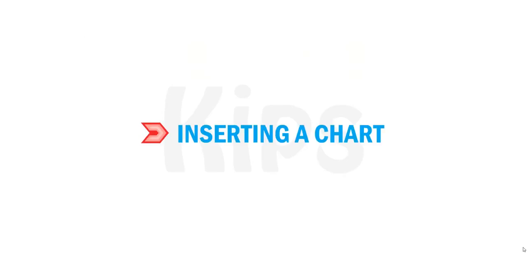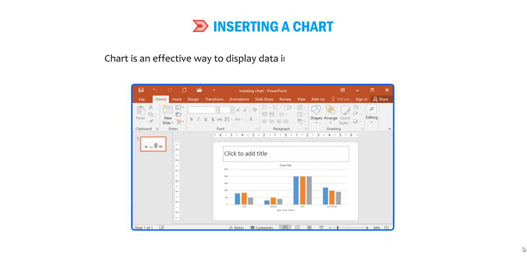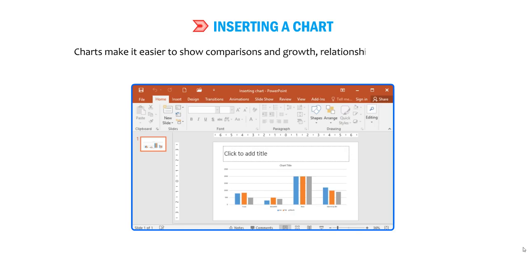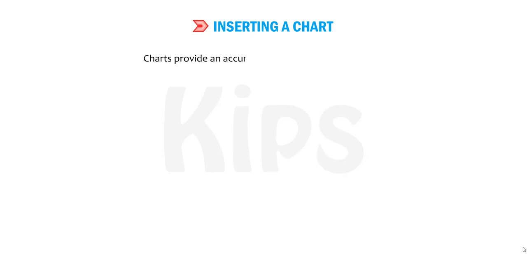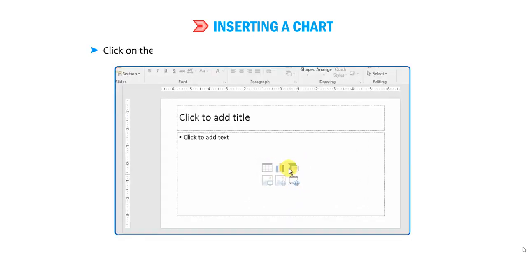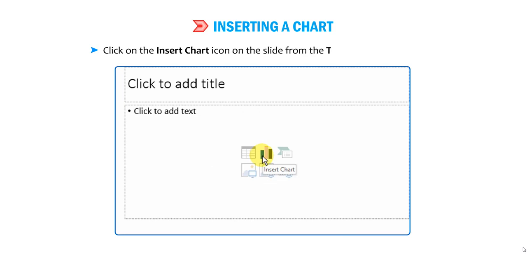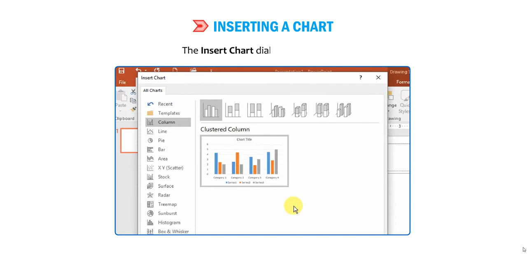Okay, let us find out how to insert charts now. Chart is an effective way to display data in a graphical and pictorial form. Charts make it easier to show comparisons and growth, relationship among the values and trends in data. Charts provide an accurate analysis of the information. Click on the Insert Chart icon on the slide from the title and content layout. The Insert Chart dialog box appears.